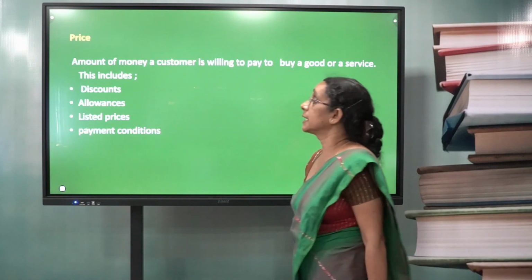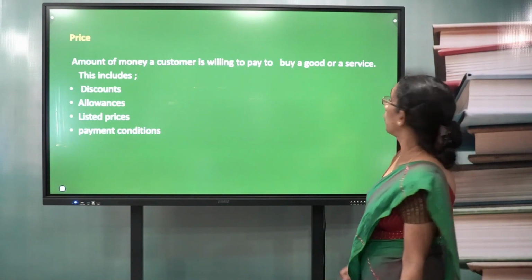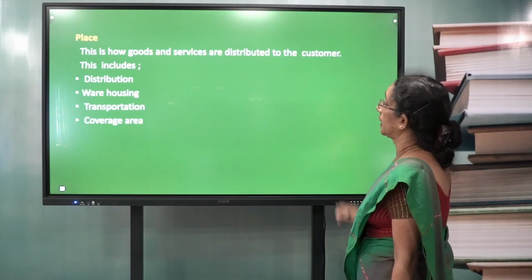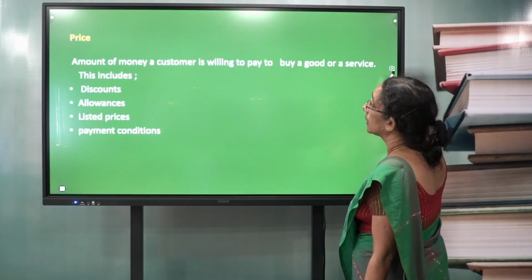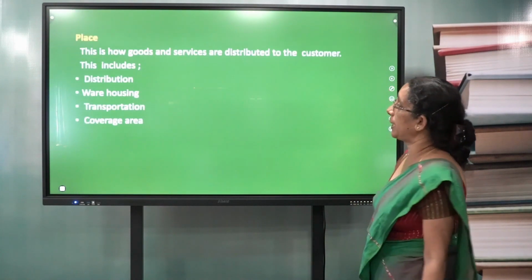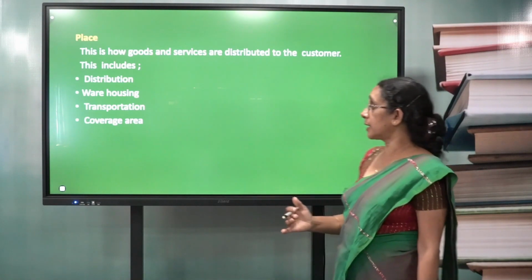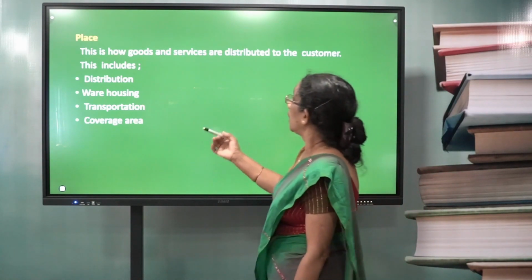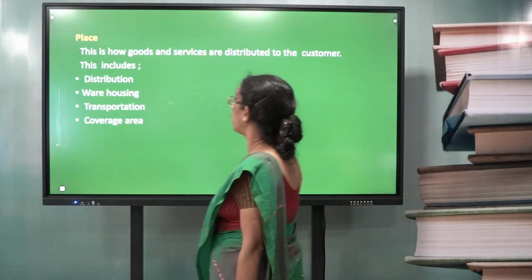Now we have discussed product and price. Now let's see what the next variable is. That is place. Yes, place. Even though we call this place, this is how the product is distributed to the customer. So this includes distribution, warehousing, transportation, coverage area.